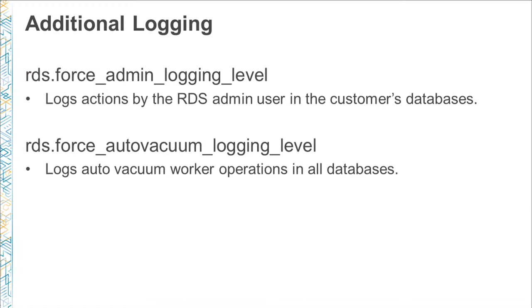So this is anything we do with the RDS admin account in your databases; you would see it now if we do any kind of action in the database. But the one we've really got a lot of requests for was the auto vacuum logging. Because we run as RDS admin and that's what auto vacuum ran as, there was no way for you to turn on logging that would enable vacuuming. So we've now added a new parameter that allows you to do that.